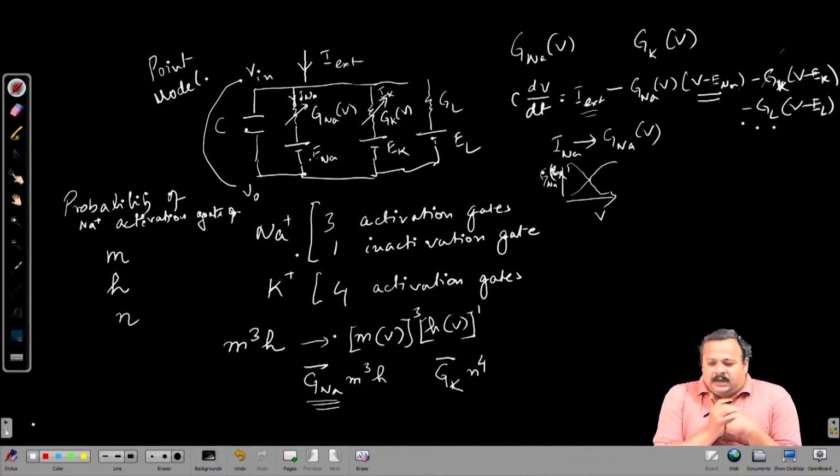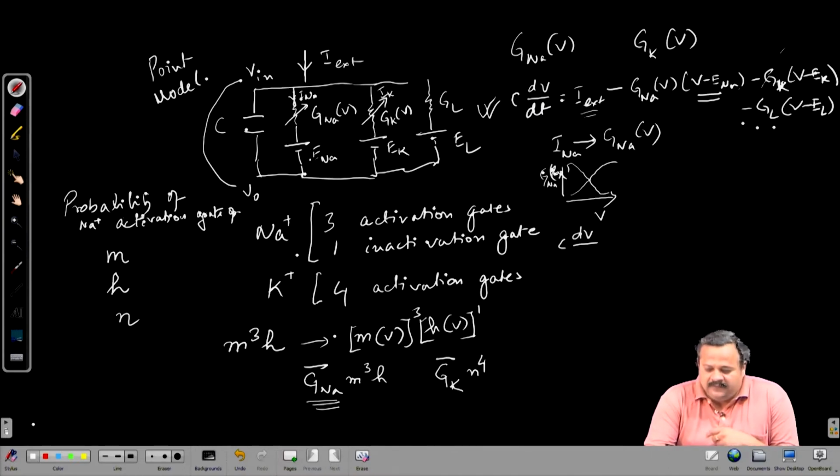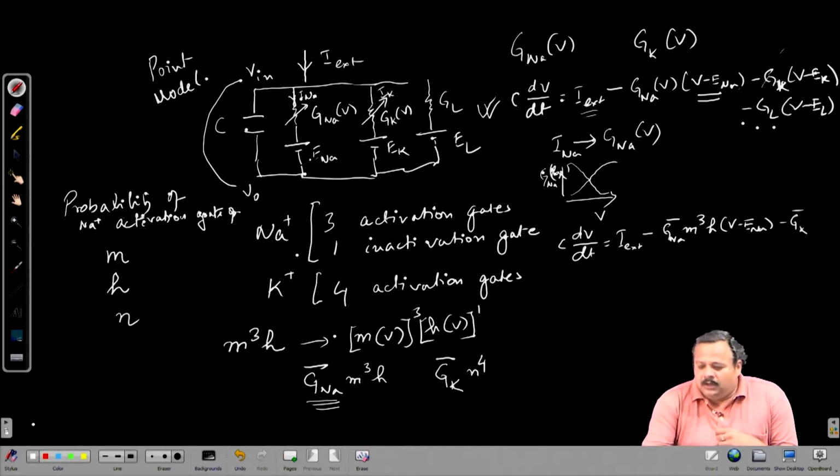We can now rewrite the same equation using GNA bar and GK bar, and get a new equation: C dV/dt is equal to I external minus GNA bar M cubed H times (V minus ENA), minus GK bar n to the power 4 times (V minus EK), minus our passive conductance G leak times (V minus E leak).